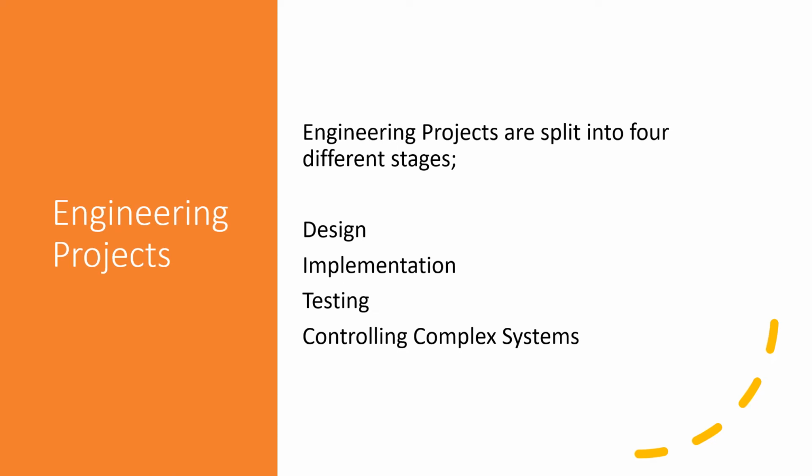Okay, so you've got down the different types of engineer and what they do. We now want to think about engineering projects. They're generally split into 4 different stages: the design stage, the implementation stage, the testing stage, and then controlling complex systems. So we'll now explain what those 4 different stages are.